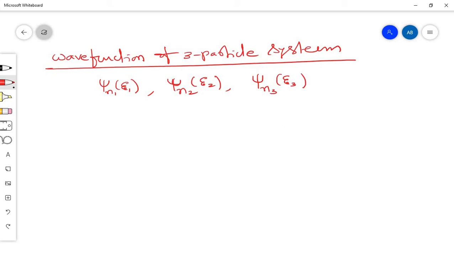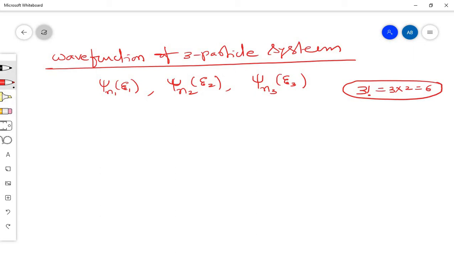From these individual wave functions, we need to construct symmetric and antisymmetric functions. As there are three particles, how many permutations are possible? 3 factorial permutations are possible, that is 6 permutations. So the wave function contains 6 terms. Okay, see.